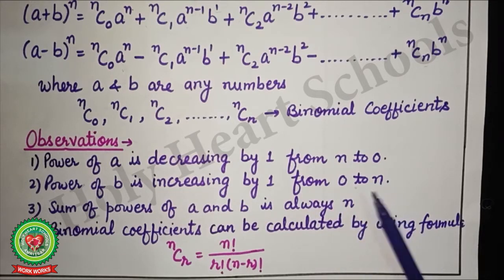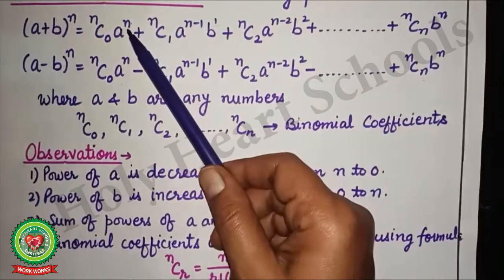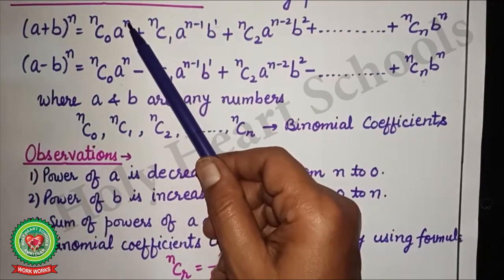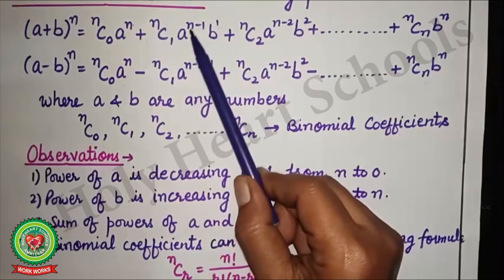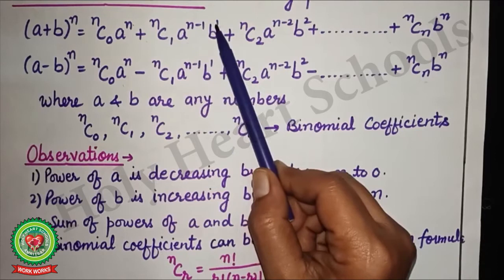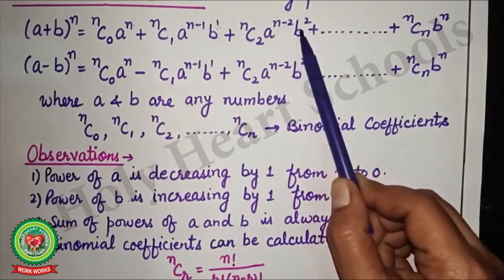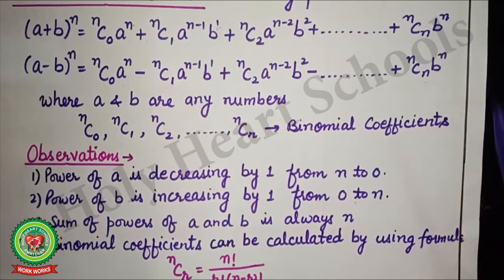Next observation is, you can see from the expansion, the power is always remaining n. Here a raised to power n. Here when you add the power of both the terms a and b, you will again get n. Similarly here n minus 2 plus 2 is n, and in the last it is again n. So third observation is, sum of powers of a and b is always n.